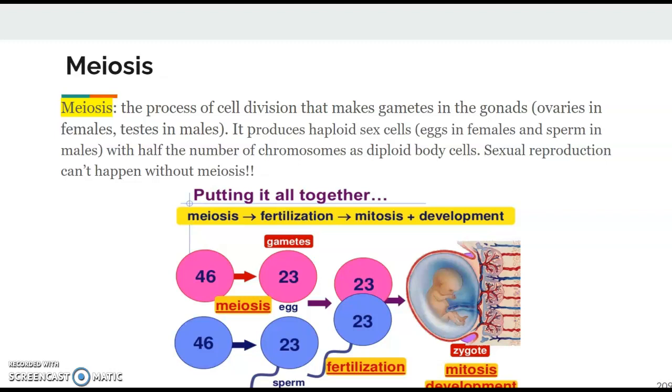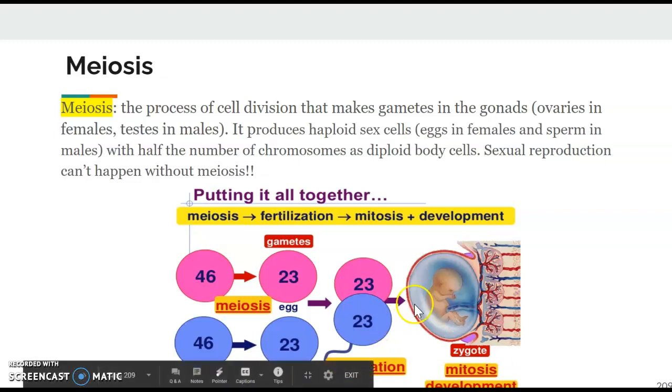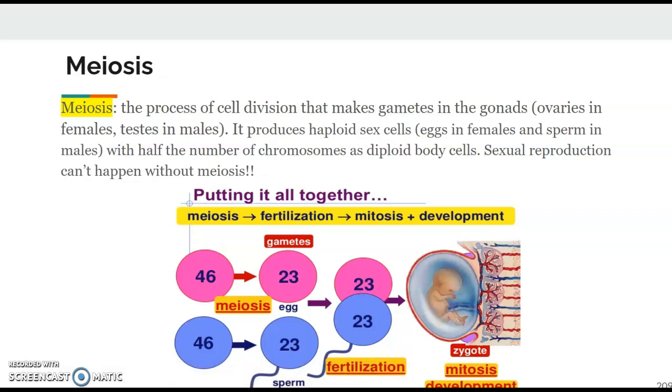And this is a very important process because if the gametes were not halved, then we would be walking around with like two heads and four arms, and we'd be walking around with a double set of information. So this is a very important process, and it is necessary for sexual reproduction to occur.